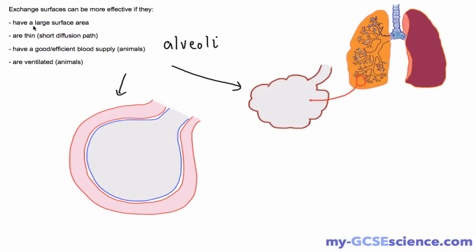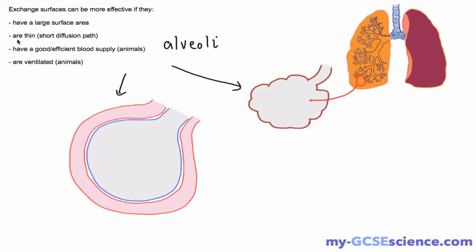And the best way to do that is to go back to what we were looking at before. We said exchange surfaces can be made more effective if they have a large surface area. So yes, these alveoli do have a large surface area. It's to do with the shape of each individual one, and also the fact that there are millions upon millions of those within the lungs. So we have a very large surface area.